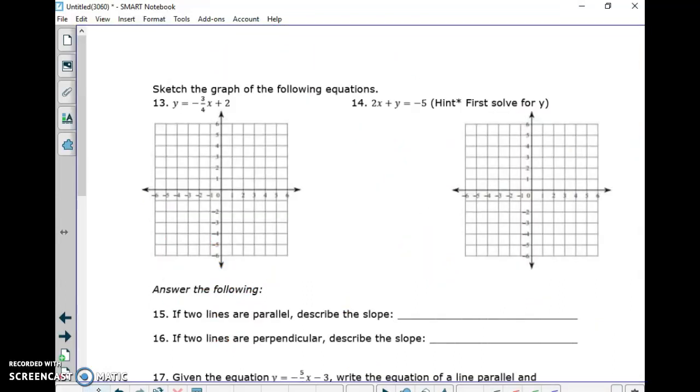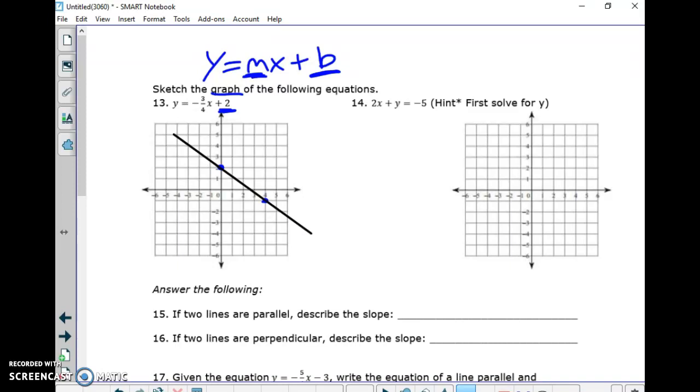Sketch the graph. Remember, whenever you are graphing, you always graph the b first. Y equals mx plus b. B for beginning. So my b right here is positive 2. Put a point at 2. And then my slope, my m, rise over run, is negative 3 over 4. So don't forget, rise over run. Negative 3 over 4 means down 3, right 4. Put a point there, and you can draw your line through that. Okay? So again, it was down 3, right 4.